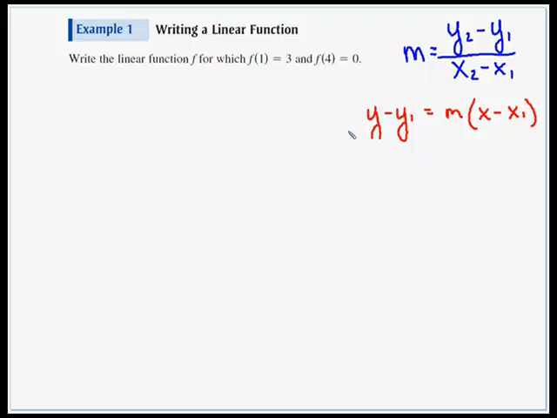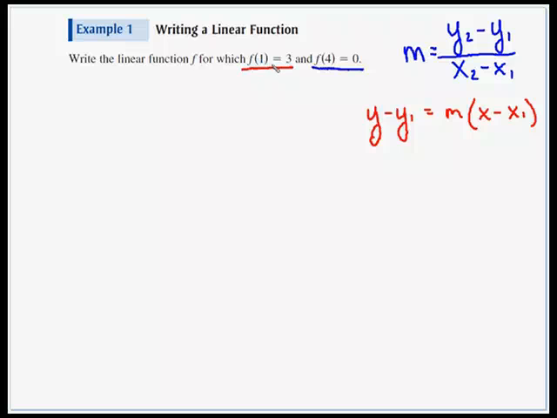So here in example 1, writing a linear function. Write the linear function f for which f of 1 is equal to 3 and f of 4 is equal to 0. What are they talking about? F of 1 is 3 and f of 4 is equal to 0. Well, that's just a different way, with function notation, of giving 2 points. Remember, to find a slope or to write the equation, we need at least 2 points.